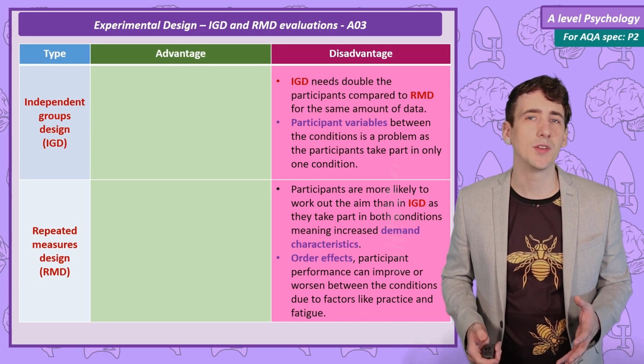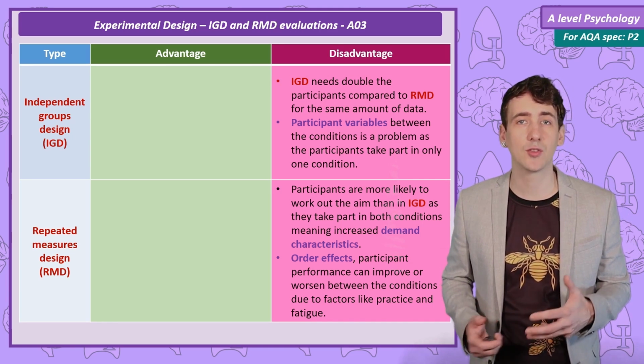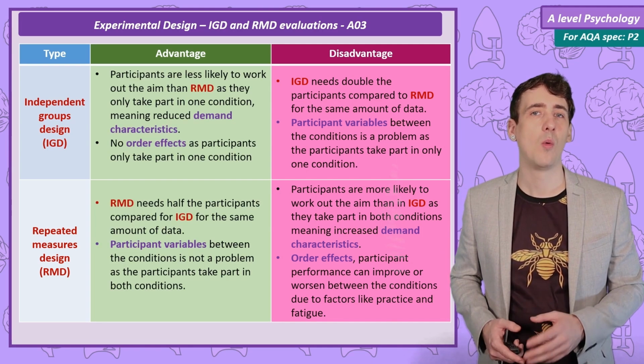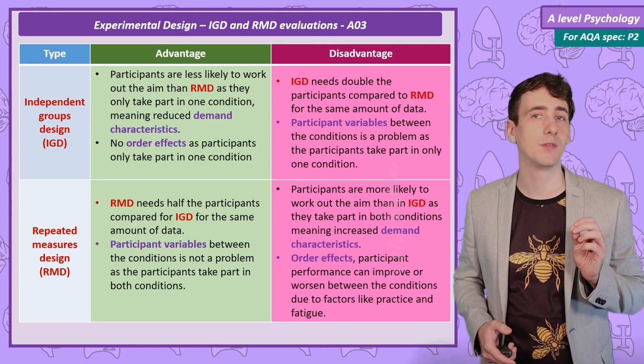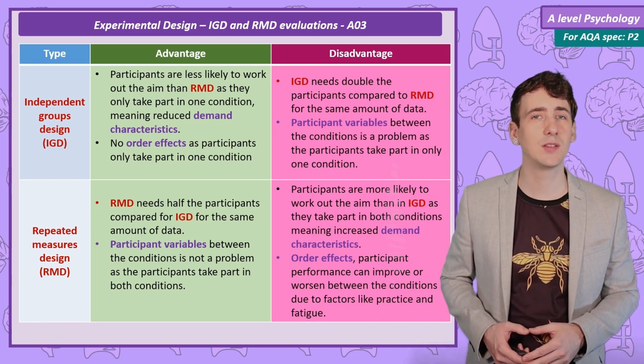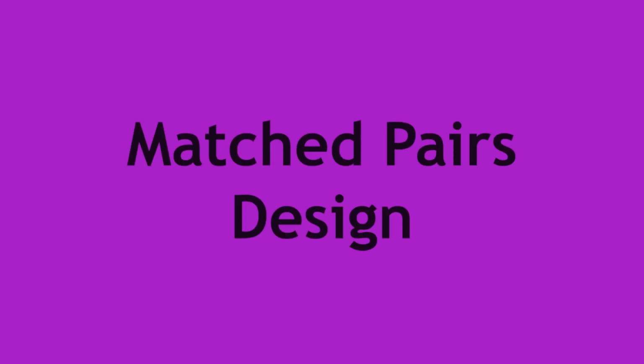I think you've probably noticed that for these two experimental designs, the strengths of one are the weaknesses of the other. But there is another design, one that attempts to fix the problem with both participant variables in the independent groups design and order effects in the repeated measures design. Matched pairs design.